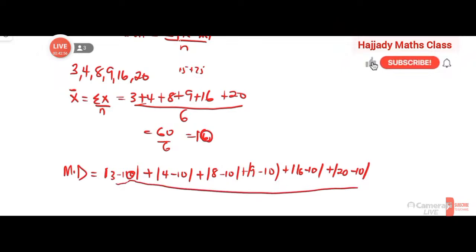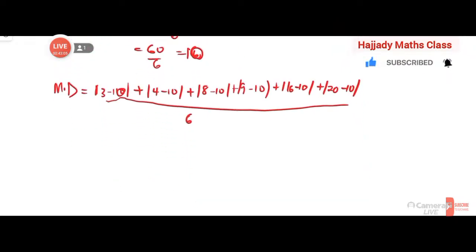This is going to be over n. How many observations do we have in total? Which is 6. So calculating this now, 3 minus 10 is negative 7. Taking the absolute value of that gives positive 7. 4 minus 10, you are going to have 6, plus 2. Don't forget, we are taking only the positive value because of the presence of the absolute value, plus 1 plus 6 plus 10, all over 6.